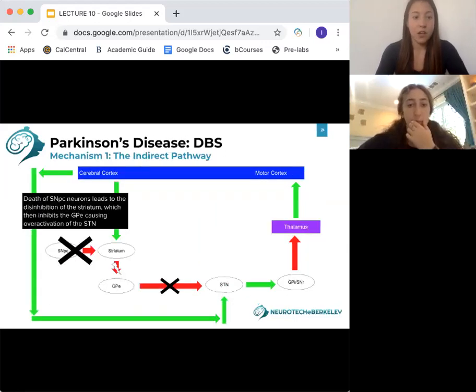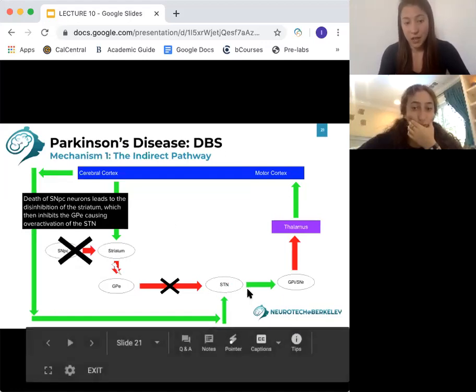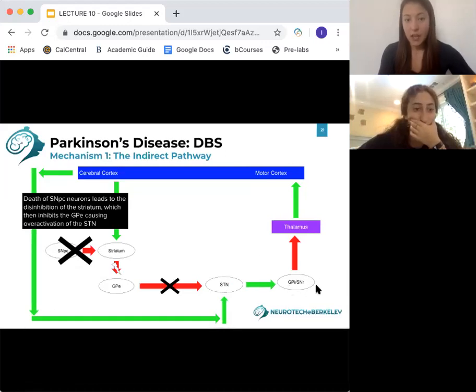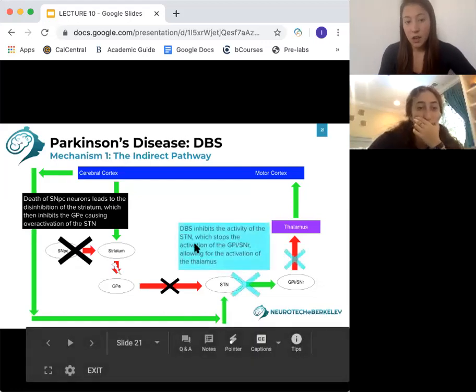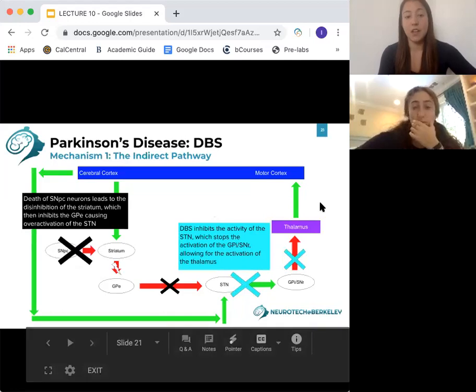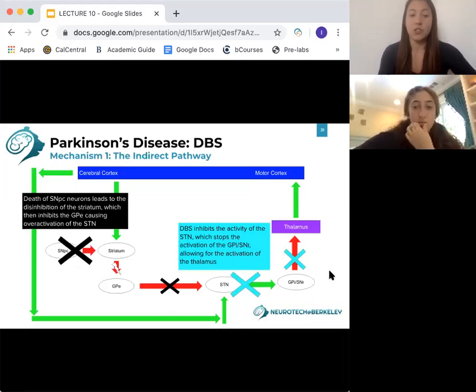Then, in the indirect pathway, the death of SNPC neurons leads to disinhibition of the striatum, which then inhibits the GPE, causing overactivation of the STN, which then overactivates the GPI and inhibits the thalamus, right? So with deep brain stimulation, it inhibits the activity of the STN, which stops the activation of the GPI and SNR, allowing for activation of the thalamus.